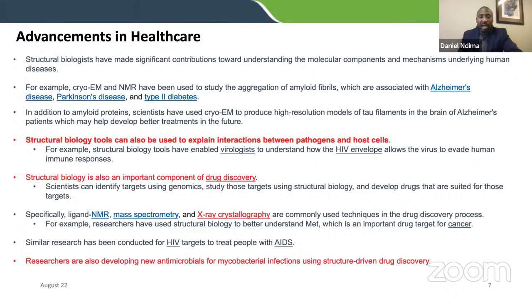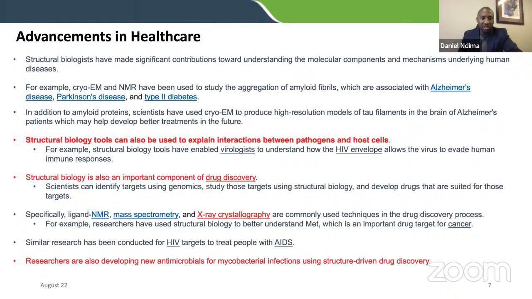And that is a specific field that I'm coming from, where I studied the interaction between pathogens and our human cells. We also use structural biology as an important component of drug discovery. Once you understand how pathogens interact with human cells, you are able to use the same tools basically to design drugs that target such infection. Specifically, ligand NMR, mass spectrometry, and X-ray are commonly used techniques in the drug discovery process.